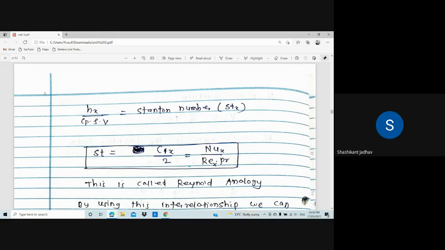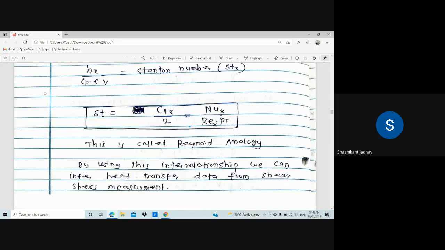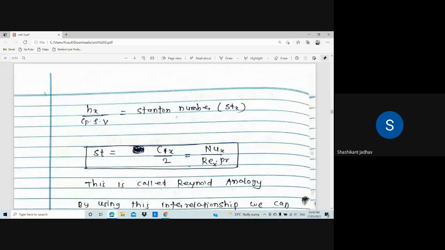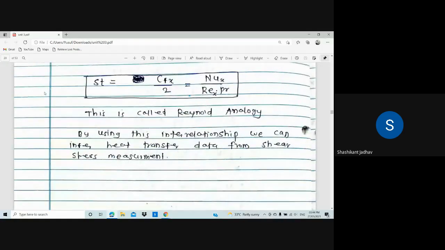ओके, म्हणजे ह्याच्यावरून आपण काय करू शकतोय? जो काही शेअर स्ट्रेसचा डाटा आहे, जो काही हीट ट्रान्सफरचा डाटा आहे, त्याच्या इंटर रिलेशनशिप वरून आपण हीट ट्रान्सफर डेटा फाइंड आउट करू शकतोय. ओके, so Stanton number is equal to cfx by 2 is equal to Nusselt number divided by Reynolds number into Prandtl number. This is called Reynolds analogy.